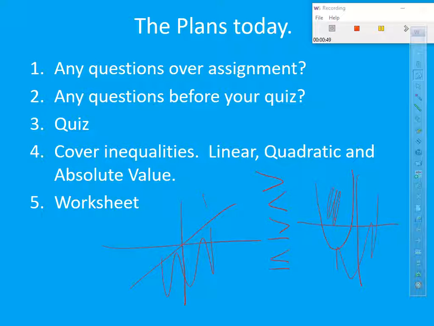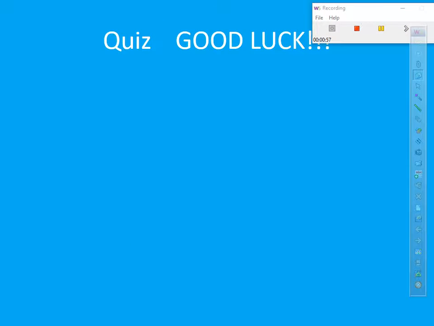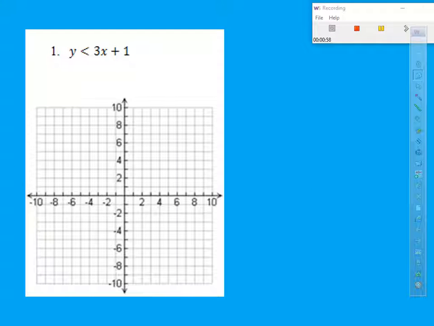But what you need in front of you are your day 13, day 14 notes over inequalities. So if you would come straight over to number 1. Now guys, I'm not going to do all of these because I don't want the video to be too long, and I really think you'll get the idea after just a couple of examples. Now number 1 says y is less than 3x plus 1.